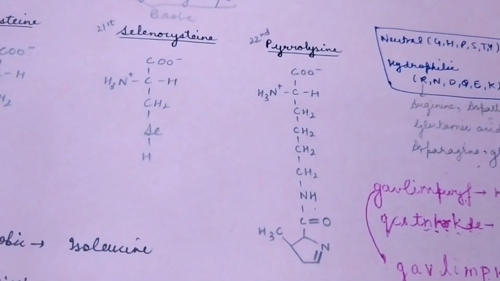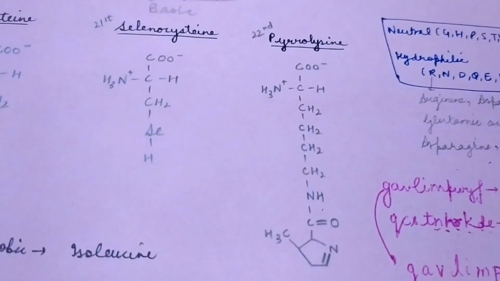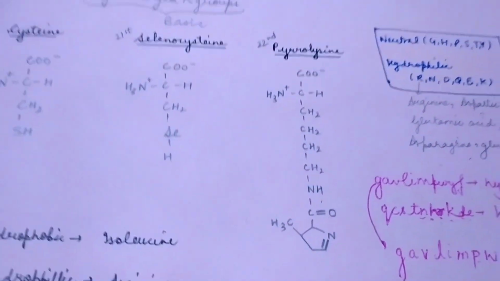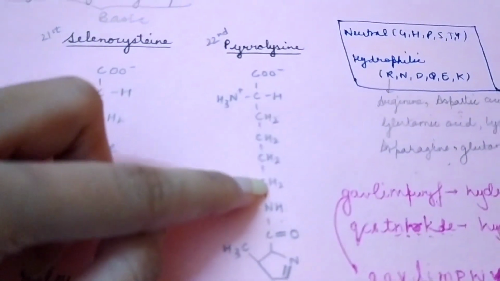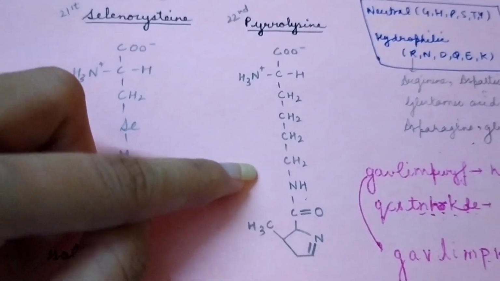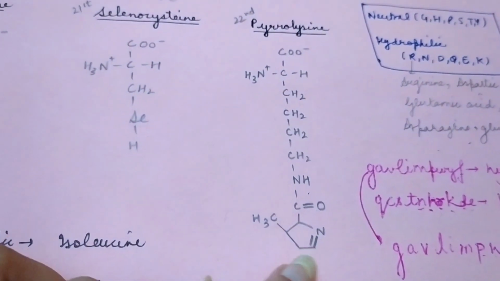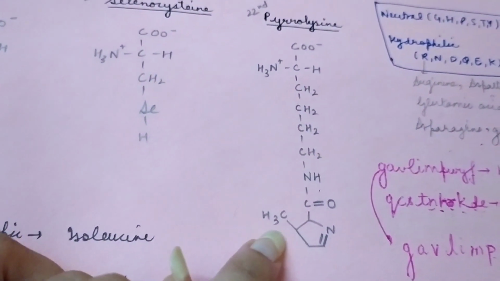Okay, pyrrolysine is kind of the same as lysine. Like lysine up till here, 4 CH2, 1 2 3 4 CH2, and then NH, C double bond O, and a 5 ring and CH.